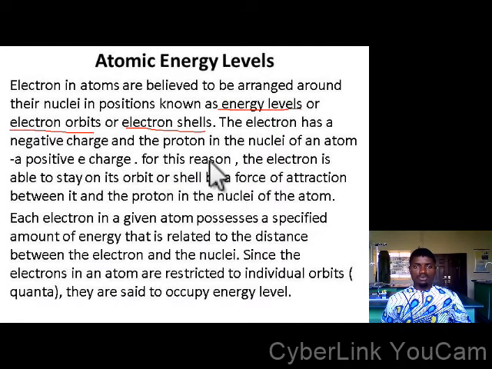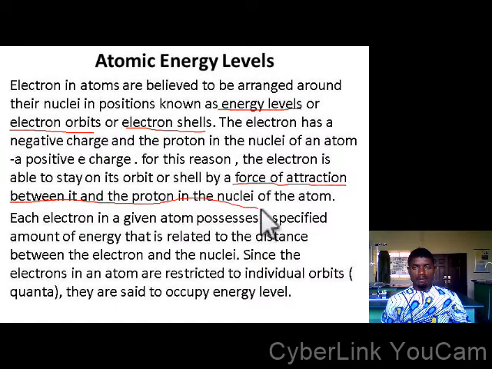So for this reason, the electron is able to stay on its orbit or shell by a force of attraction. I told you unlike charges attract each other. So the negative charge on the electron and the positive charge in the nuclei of the atom makes the electron stay on the shell of the atom without falling apart. So that is the force of attraction between it and the proton in the nuclei of the atom. So you have to underline this statement.